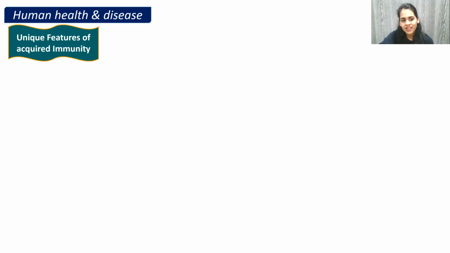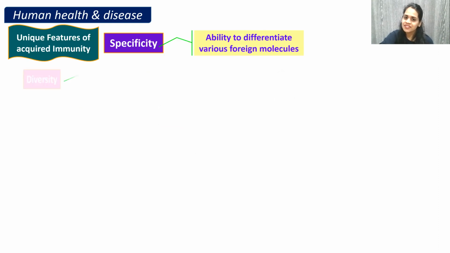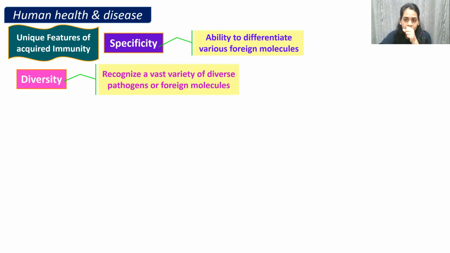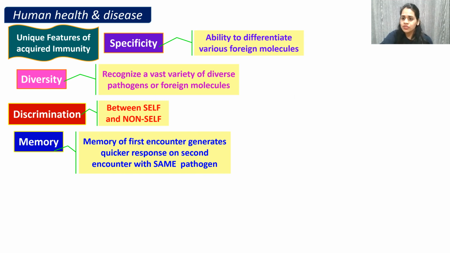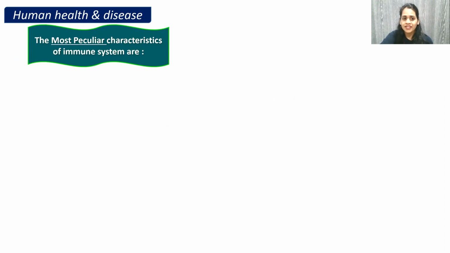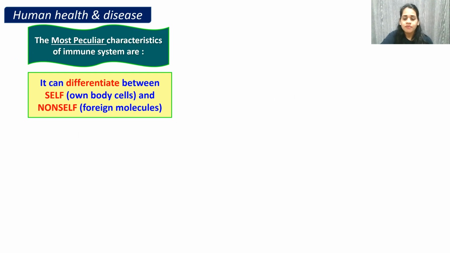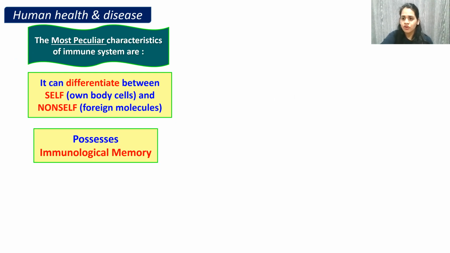Understood? So let us just revise the unique features of acquired immunity. The first one is specificity, that is the ability to differentiate various foreign molecules. Diversity, that is to recognize a vast variety of diverse pathogens. Discrimination, that is between self and non-self. And memory is to store the memory of the pathogen so that the second encounter could be quick and good. So the most peculiar characteristic of the immune cell is to differentiate between self and non-self. And apart from that, the second one is to possess immunological memory. So that's all about the acquired immunity.